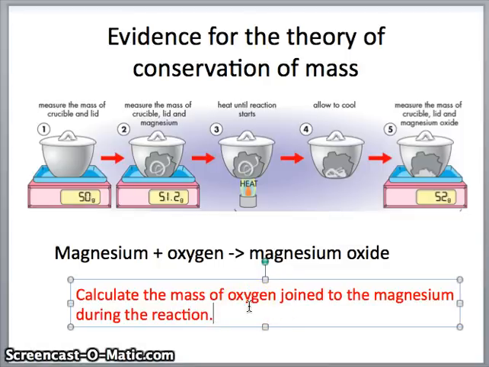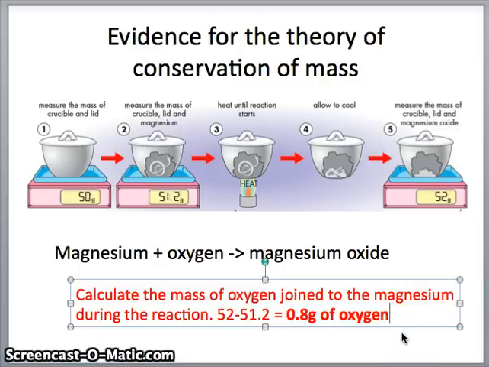So if we calculate the mass of the oxygen here, we get 52 minus 51.2 equals 0.8 grams of oxygen. And that's our final answer. Let's throw it in bold.